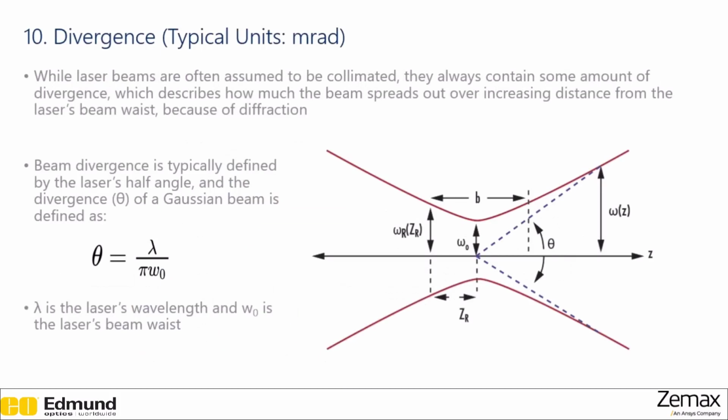The divergence of a laser beam measures how the beam spreads from its smallest area. Ideally, we'd have a collimated beam that is just going in a cylinder. However, there's always some amount of divergence. The beam divergence is typically defined by the laser's half angle, and the divergence theta of a Gaussian beam is defined as the wavelength divided by pi times the beam waist. The beam waist is at the narrowest point, how wide the laser beam is. Then we can see that the beam expands and goes outward at this angle theta.